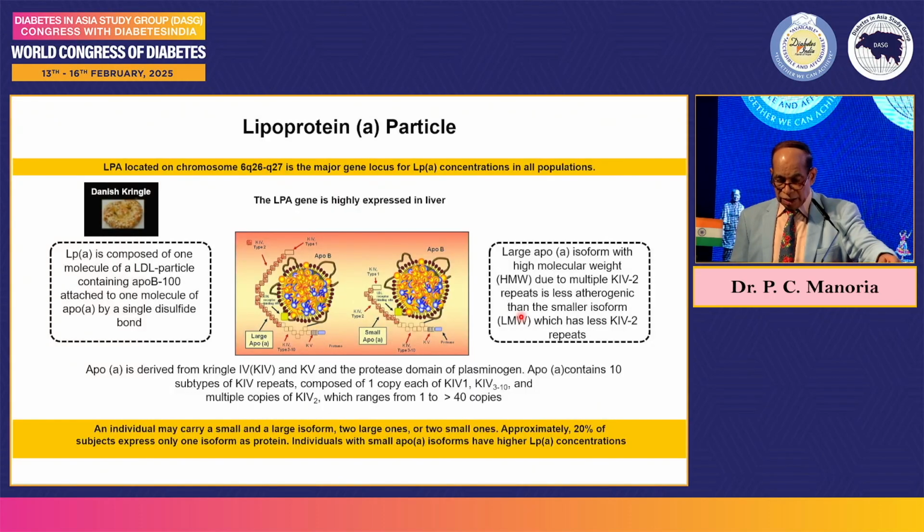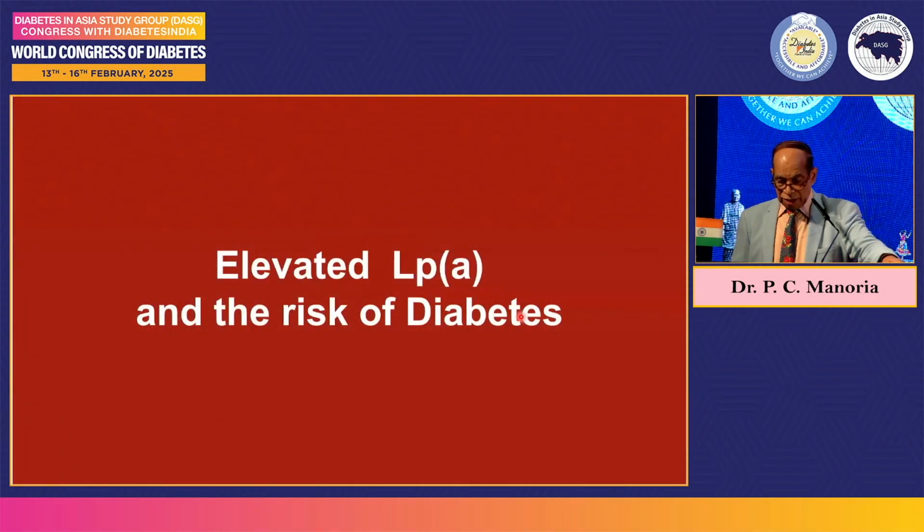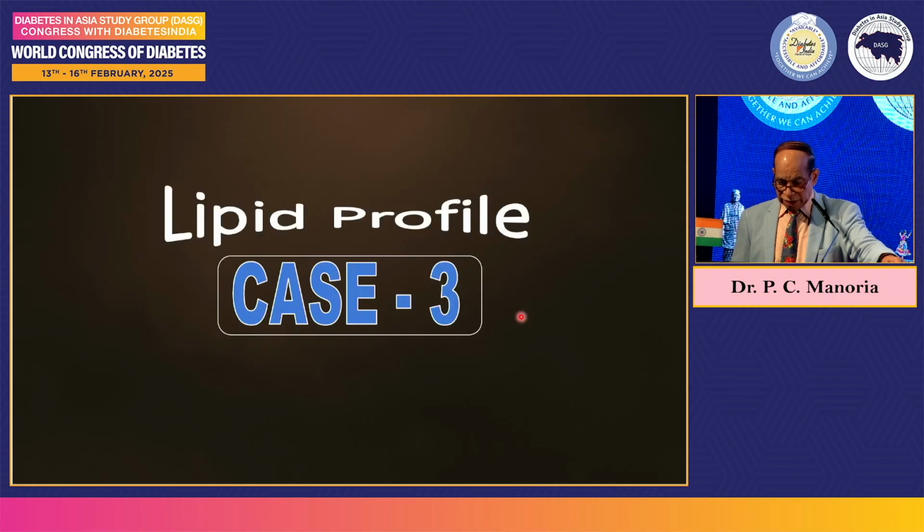Lipoprotein A, very important, associated with high atherogenic risk and is unique in that there is one ApoB on the LDL and ApoA is attached to the LDL, and this is because it's pro-atherogenic, pro-thrombotic, pro-inflammatory. And in the context of diabetes, there's an inverse relationship between the risk of diabetes and LPA. So if you have more LPA, less diabetes.